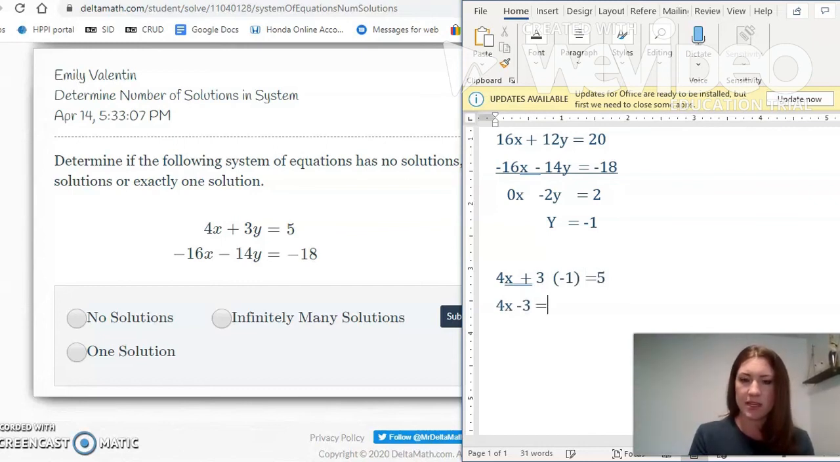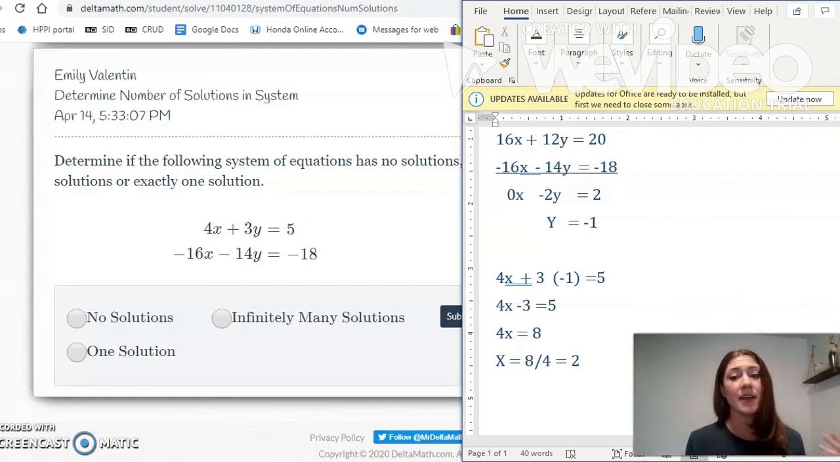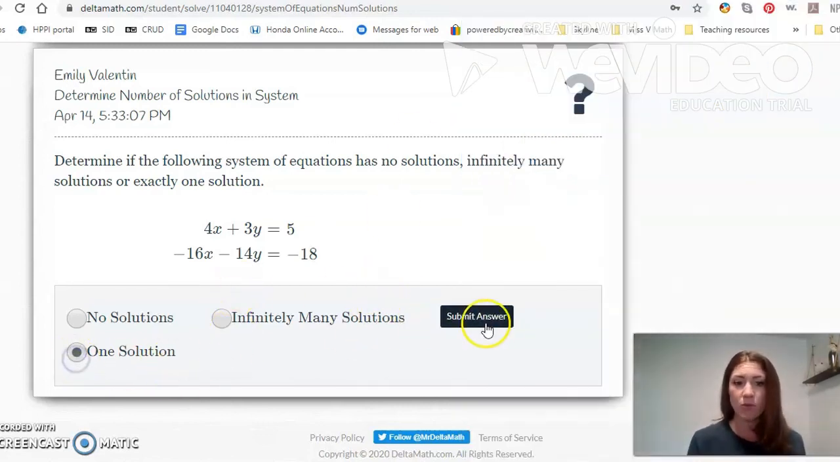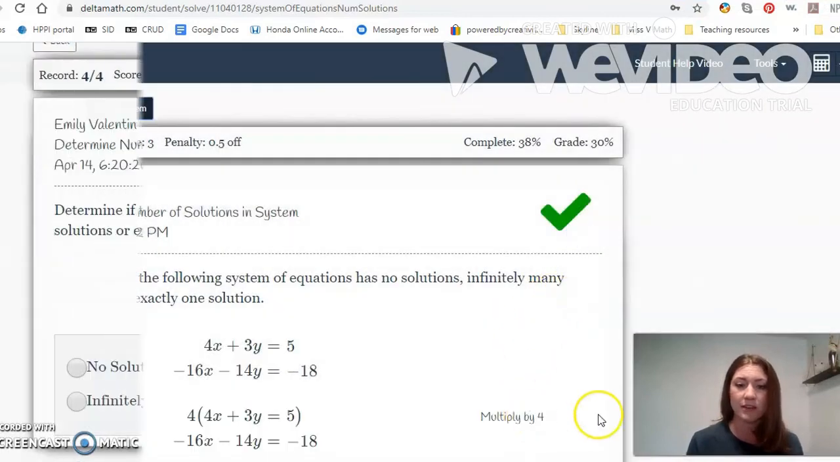4x minus 3 equals 5. 4x, I'm adding 3 to both sides. Gives me 4x equals 8. X equals, dividing both sides by 4. 8 divided by 4 is 2. Okay, so we have an actual solution, only one of them, not infinite. We haven't come to anything weird, so I'm going to hit one solution again.